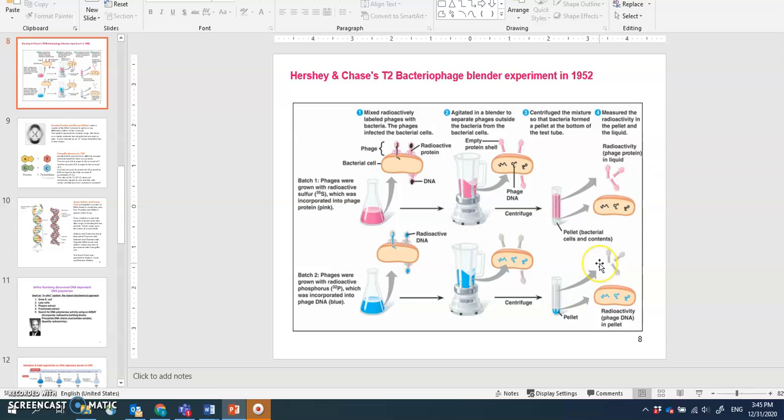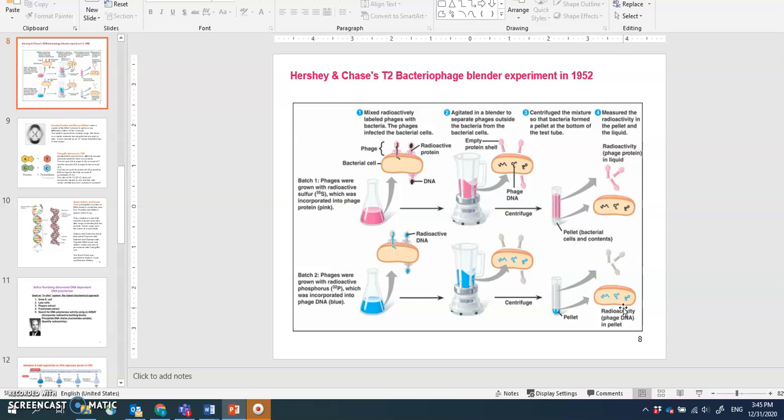Now they try to trace where the P32, the radioactivity, is coming from. Is it in the supernatant or in the pellet? If they found that the radioactivity is coming from the pellet, where the bacterial cells are, what does it tell you?